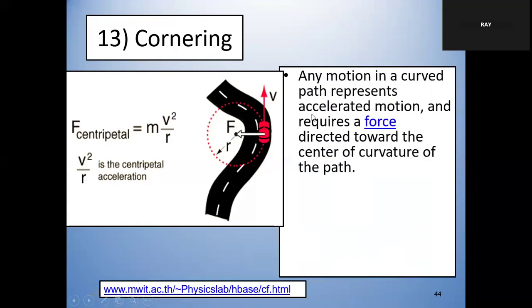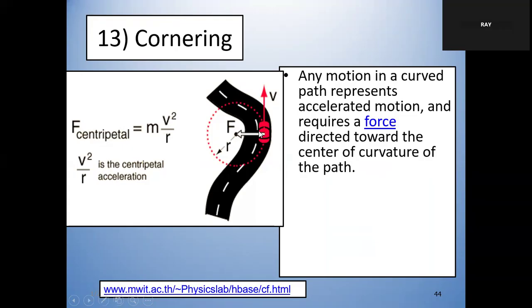Any motion in a curved path represents accelerated motion. As long as you move in a curved path, the speed is constant but the velocity changes direction. So there's a resultant force acting towards the center. So that's the curved path. You can think of this, the car is moving in a circular path. So that is your resultant force, centripetal force.